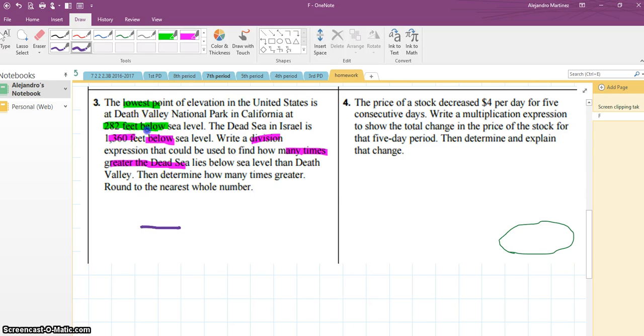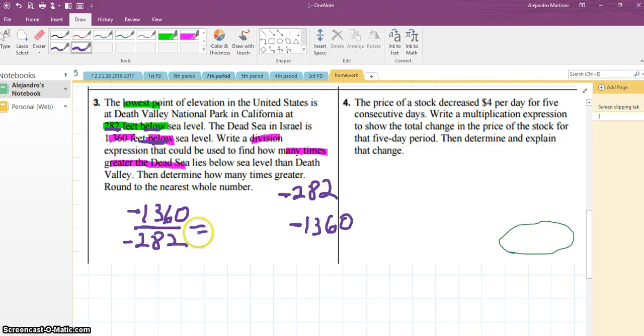So now this is below sea level, so that's a negative number. So negative 282 feet. And the Dead Sea in Israel is 1,360 feet below sea level, below. So another negative number. You want to know how many of these fit in here. So what goes on top is negative 1,360 divided by negative 282. Remember, use your Dorito man if you need to.